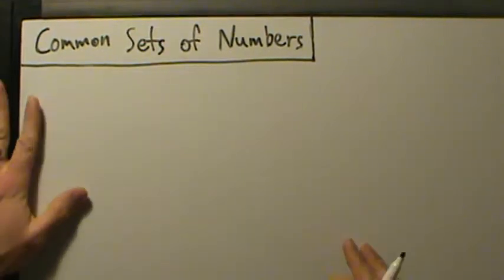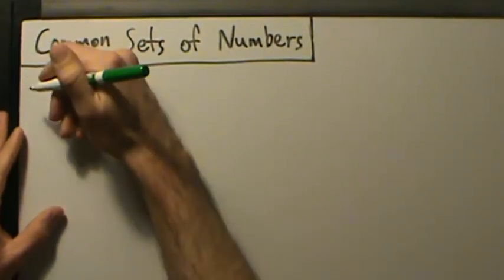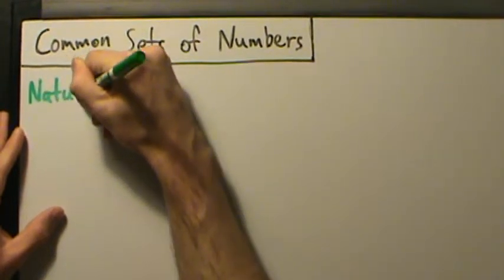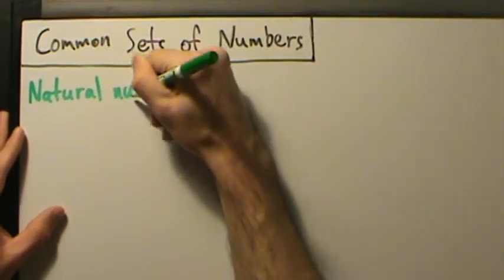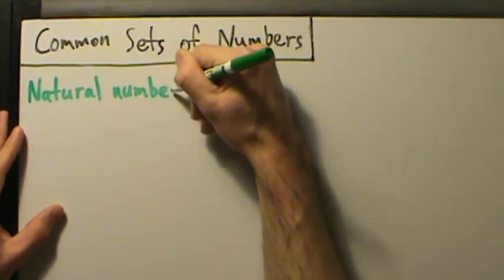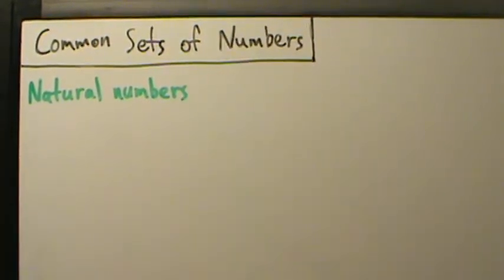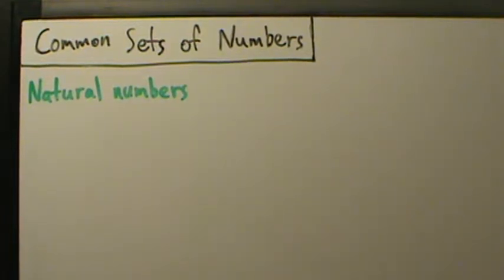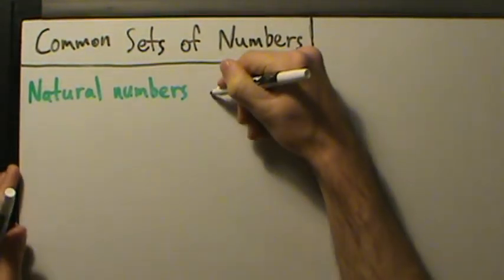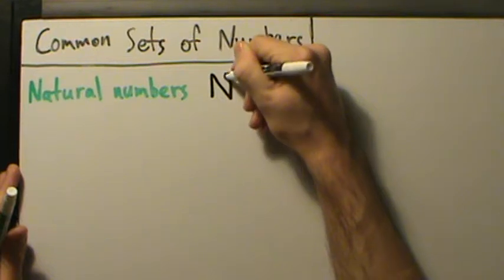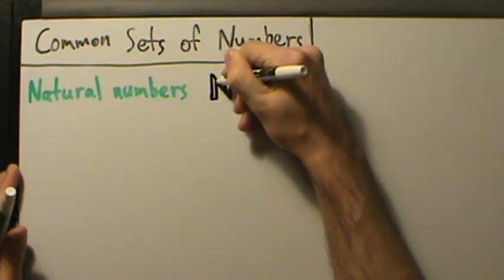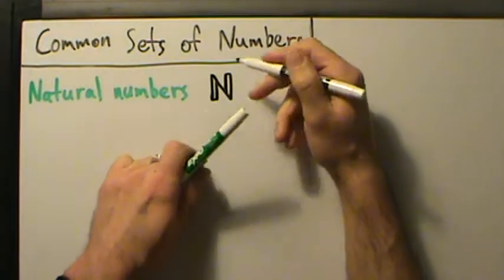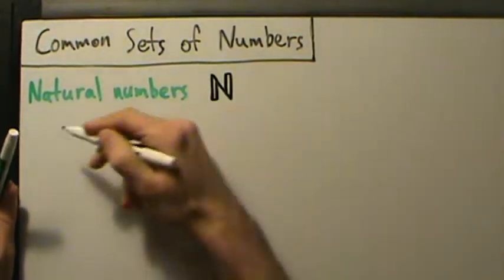So for common sets of numbers, the first type of number we'll talk about is the natural numbers. These are important enough that they have their own special notation. That notation is this beefy looking N, just a letter N with beefy legs. So N for natural numbers.